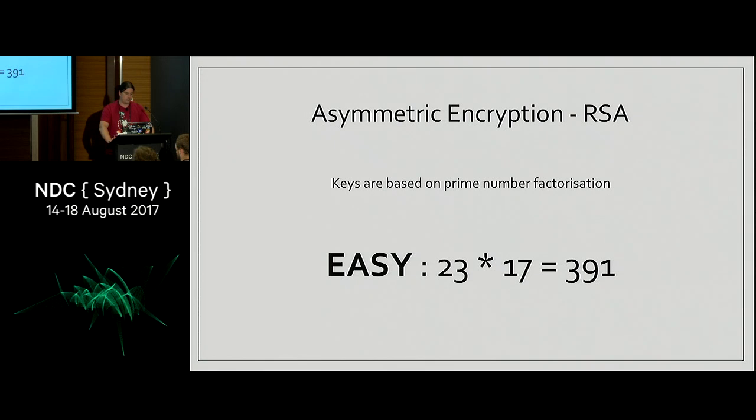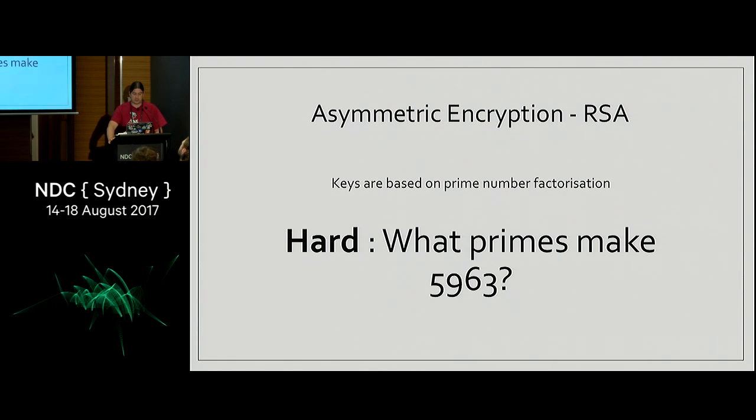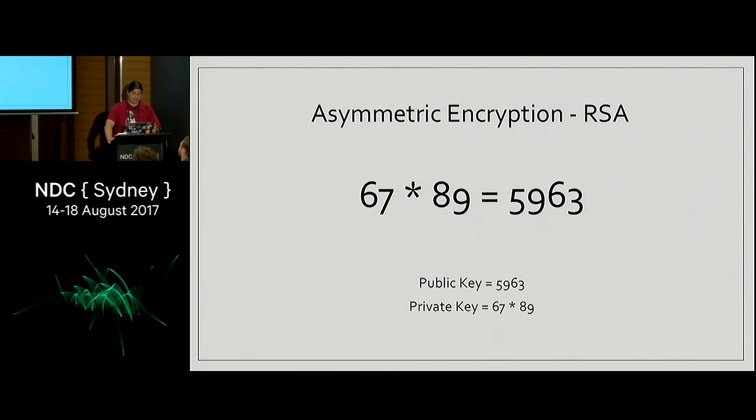So the way the key works is it's all based on prime number factorisation. If we have this simple sum up here, 23 times 17, either in our heads or on a calculator, we can quickly work out the answer. It's 391. If we go the other way, if I was to ask you what two prime numbers make up 5,963, does anyone know the answer? No one's got it yet, that's fine. So it's 67 and 89 multiplied together, and that's the underlying premise of how the security of the keys works, but the prime numbers are huge, massive prime numbers.